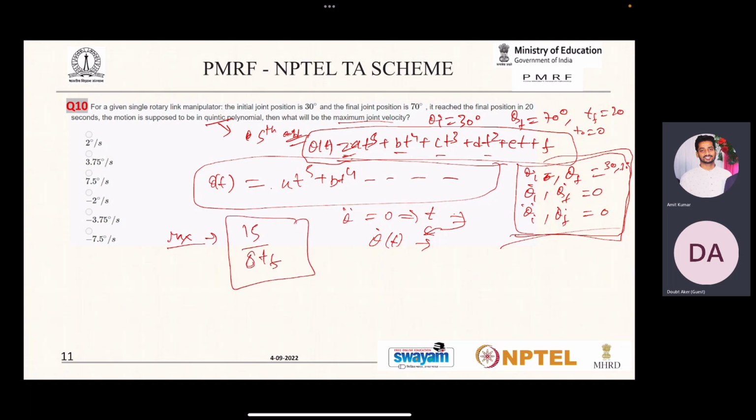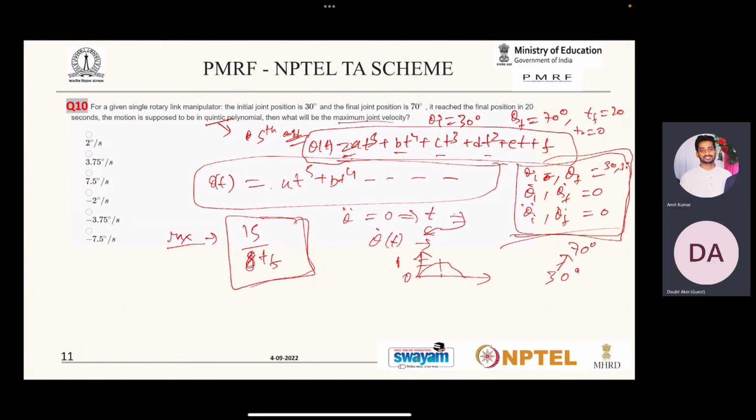We'll be using this knowledge to solve this question directly, because we're not going through all the details to solve this equation. We know that the maximum velocity is 15 by 8 TF, and that occurs in the middle. Now, if you go through the lectures, this result is obtained when the initial is 0 and the final is 1. But here the initial is 30 and the final is 70 degrees, so you have to scale this formula.